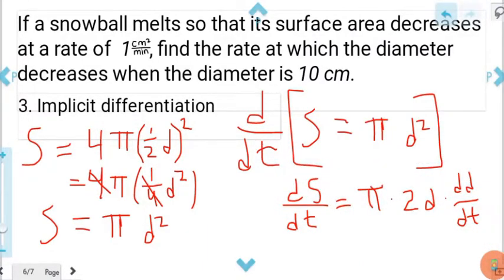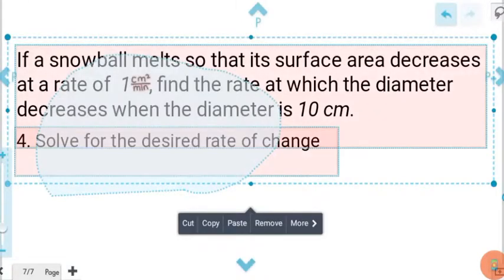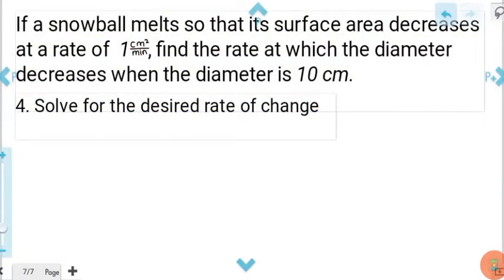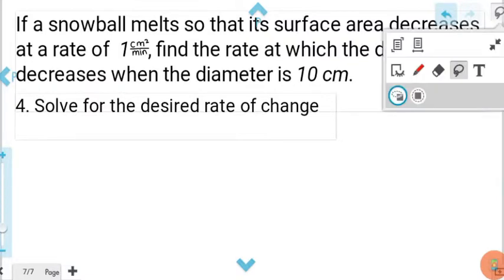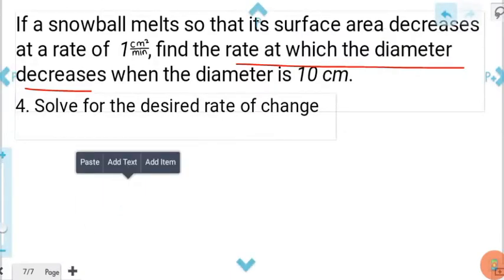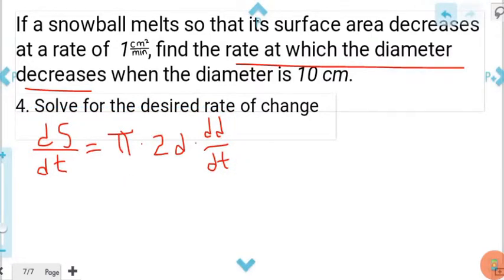So finally, what we need to do is solve for the rate of change that the question is asking us. Right, so this question is asking us to find the rate of change of the diameter, the rate at which the diameter decreases. So the rate of change of the diameter is exactly what is represented by dd dt, right? That's just the rate of change of the diameter. So now all we really need to do is just solve for dd dt.